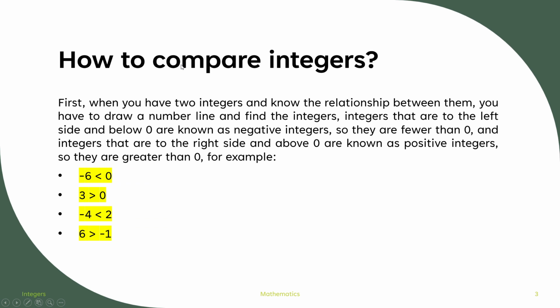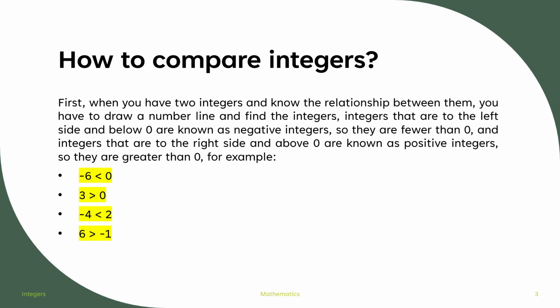So here we have how to compare integers, the second thing. When you have two integers and want to know the relationship between them, the first thing we have to do is draw a number line and find the integers. Integers that are to the left side and below 0 are known as negative integers, like negative 1, negative 2, negative 3. They are fewer than 0, as I wrote here.